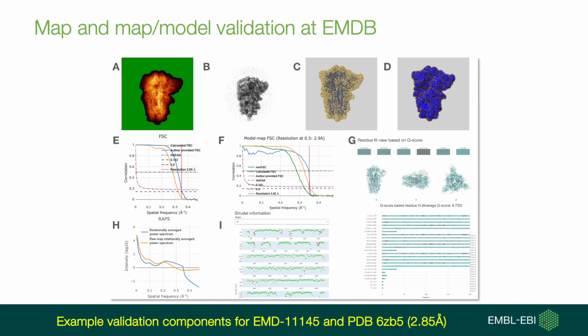So I'll run you through a couple of validation components that we now have on one or more of these tiers, and I'm using this particular example, this entry, if you want to look it up. It's a reasonably well resolved entry. It has half maps, so we can calculate raw maps, and it's a SARS-CoV-2 spike protein structure.